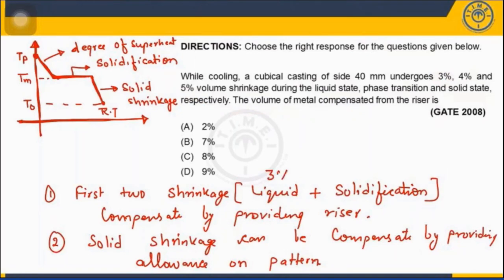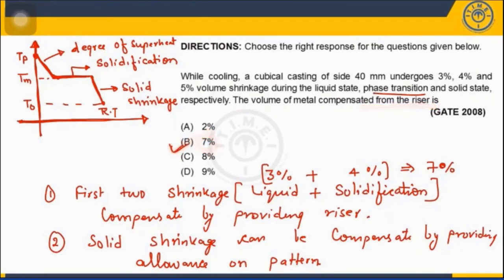3% for the liquid plus 4% for the phase transition or the solidification. The total volume it can compensate is nothing but 7%. The riser is only responsible for compensating the first two types of shrinkage. One is the liquid state shrinkage and second is the phase transition. But for this third shrinkage, from the melting temperature to the room temperature, you are providing the extra dimension to the pattern. So for this particular question, the correct answer will be 7%, because I am talking about the riser only.